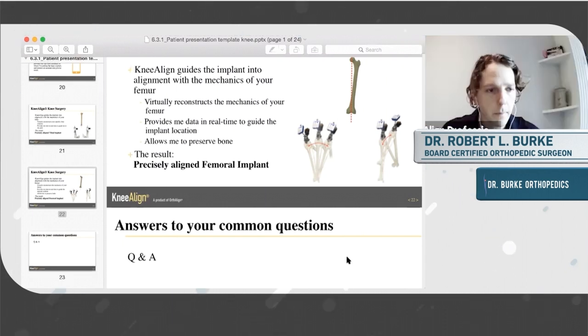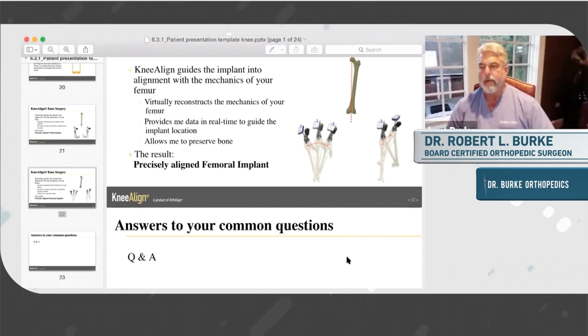Let's see here. Betty asked if you recommend physical therapy after the surgery. Absolutely. Low impact exercise especially. One of the very best things patients can do after total knee arthroplasty is a stationary bike, whether it's an upright bike or a recumbent bike. The whole purpose of that is to allow the knee to move, to bend.